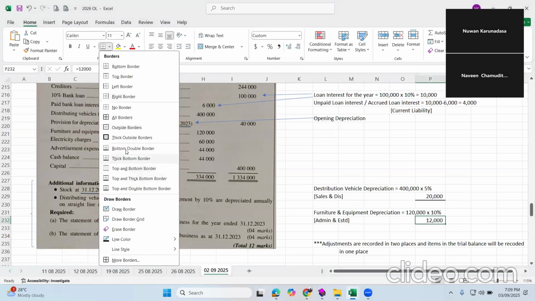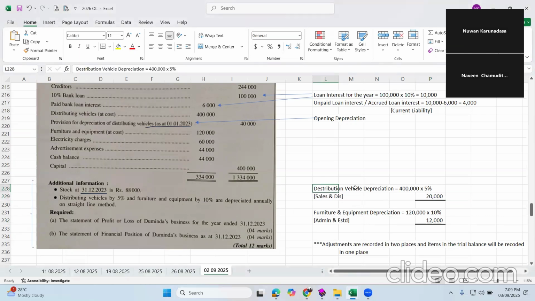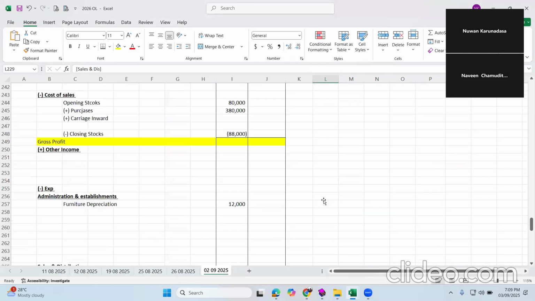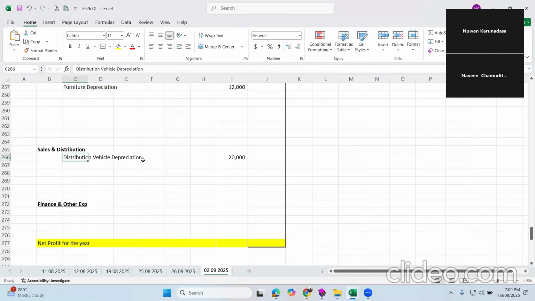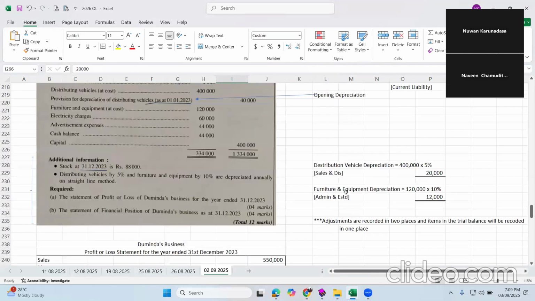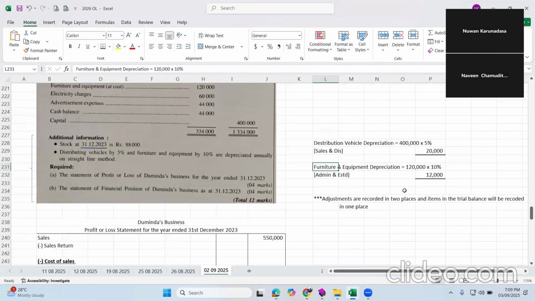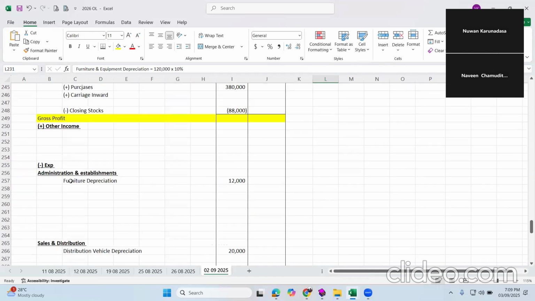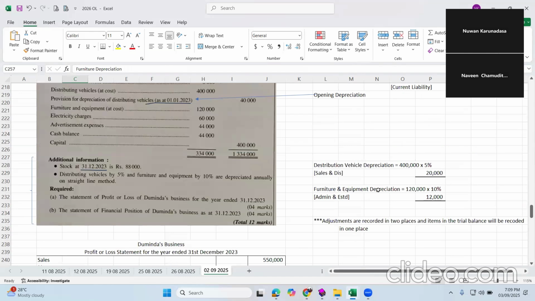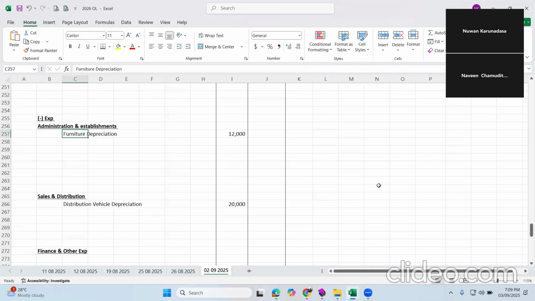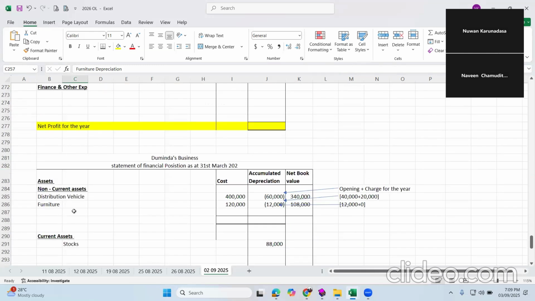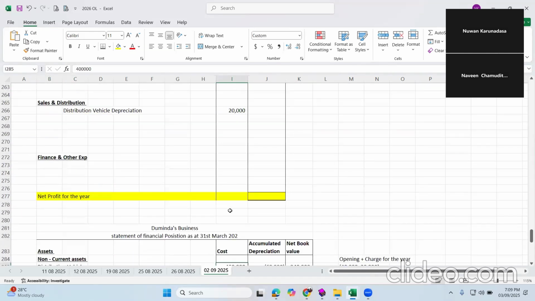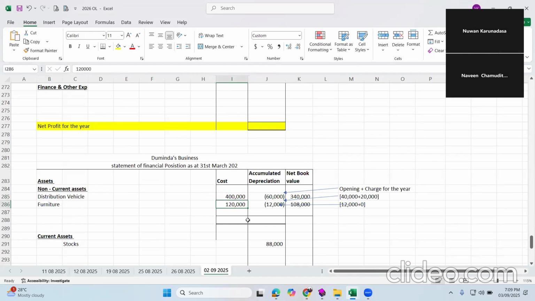Both depreciations are expenses. The distribution vehicle one you must record under sales and distribution. See here, I have recorded distribution vehicle depreciation 20,000. Then furniture and equipment depreciation is administration. Under administration, furniture depreciation, 12,000 I have recorded. When the asset is depreciated, the value of the asset comes down. Therefore, you must deduct it from the non-current assets. See here, the distribution vehicle cost of 400,000 was given to us. Then the furniture, the cost is given, 120.